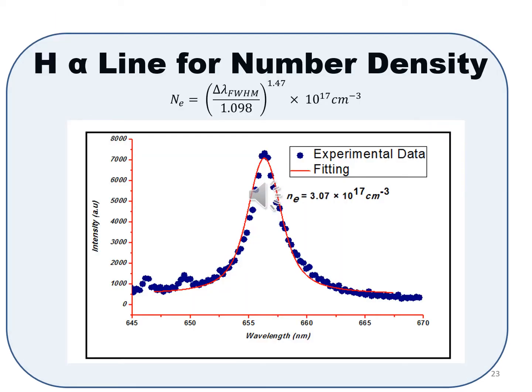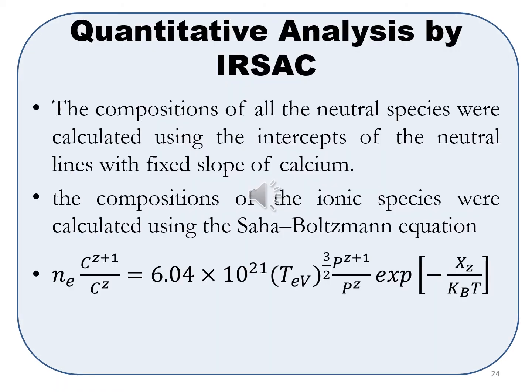For number density, we have used the hydrogen alpha line because it has a very low chance of self-absorption, and we have found that the number density is 3.07 × 10^17. Here the composition of all the neutral species was calculated using the intercept of the neutral lines with the fixed slope of calcium, and the composition of the ionic species was calculated by using the Boltzmann equation.